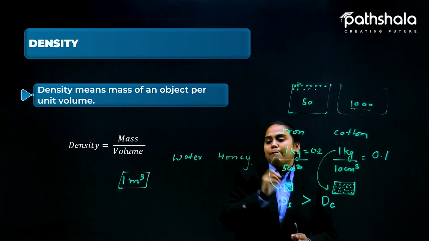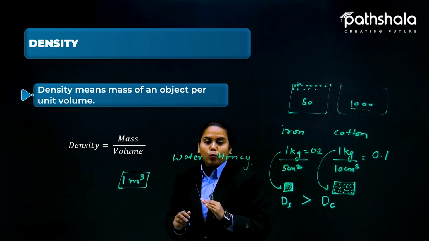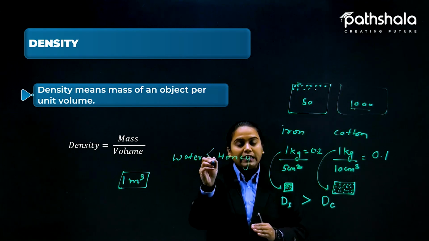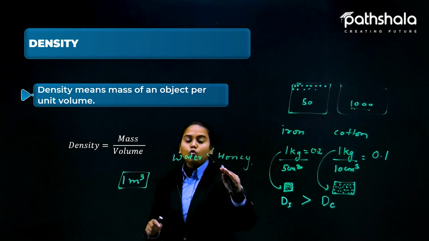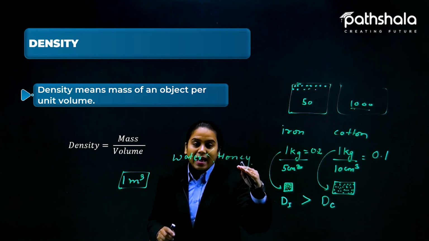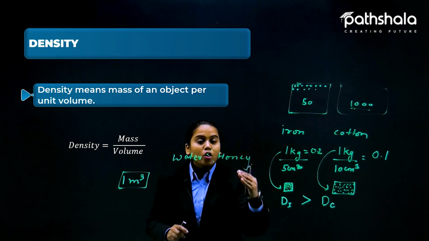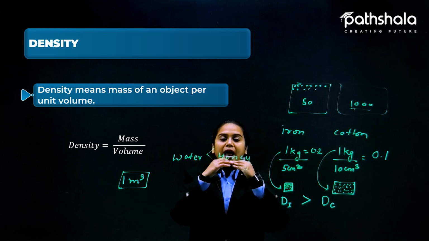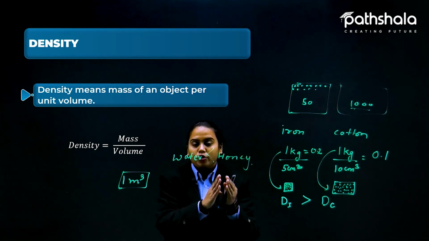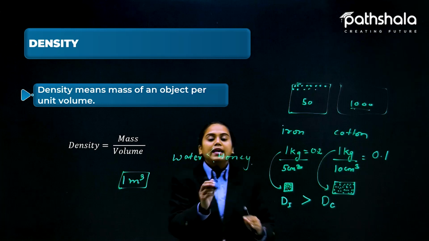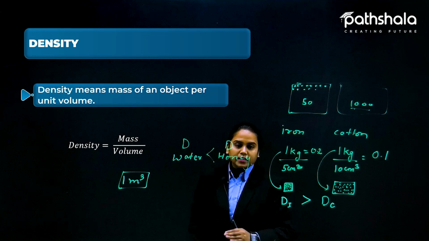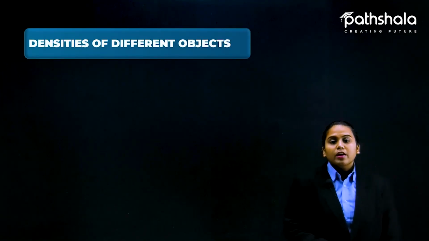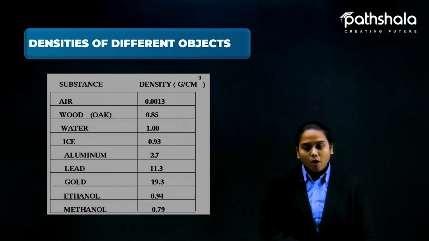And for a comparison, we can even take water and honey. We have two examples. So water and honey, which one is more dense? Obviously honey, because if we take equal volumes of these two products, honey will have more thickness. Why? Because more molecules and atoms are present in that particular volume. So we can say here that the density of honey is more compared to the density of water.